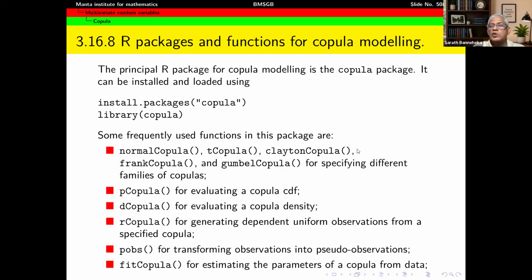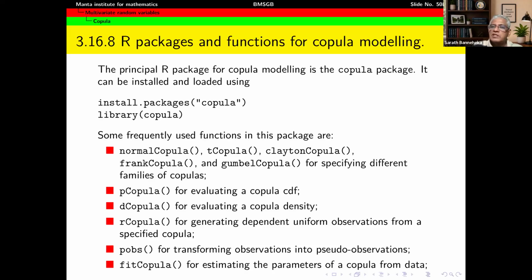So these are the available copulas, right? Normal copula, which is the same as the Gaussian copula, and another one called the t copula, Clayton copula, Frank copula, and Gumbel copula. Those are different copulas suitable for different situations, right?